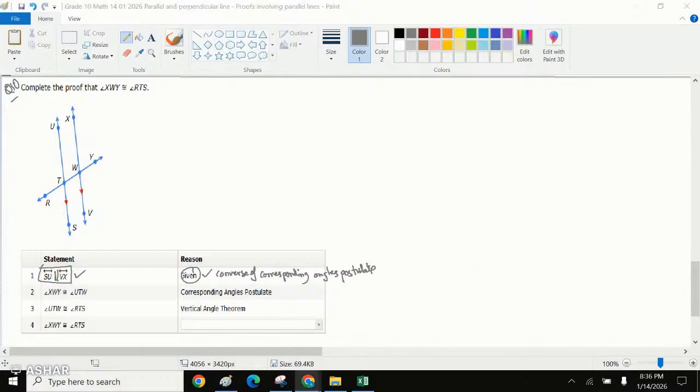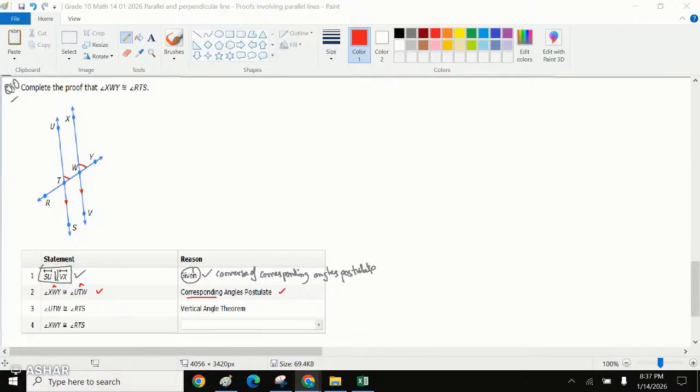Okay. So when we look at this question, we have a pair of parallel lines that is already given to us. The next, what are they saying next? X W Y, X W Y is this angle, U T W is this angle, right? We know these are corresponding angles. The value of these two angles, UTW and XWY would be equal, right?